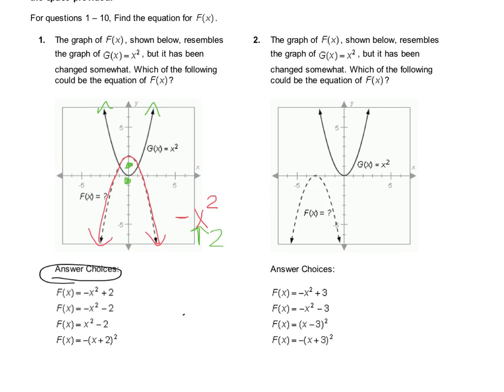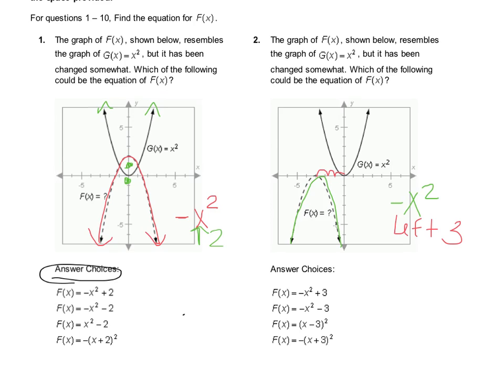It says the graph of f of x is shown below, resembles the graph of g of x equals x squared, but it's been changed somewhat. Which of the following could be the equation of f of x? So the first thing I notice is that it is pointing down, so that means it is going to have a negative x squared there. I'm also noticing that it was shifted over, and it looks like it was shifted to the left 3 units.